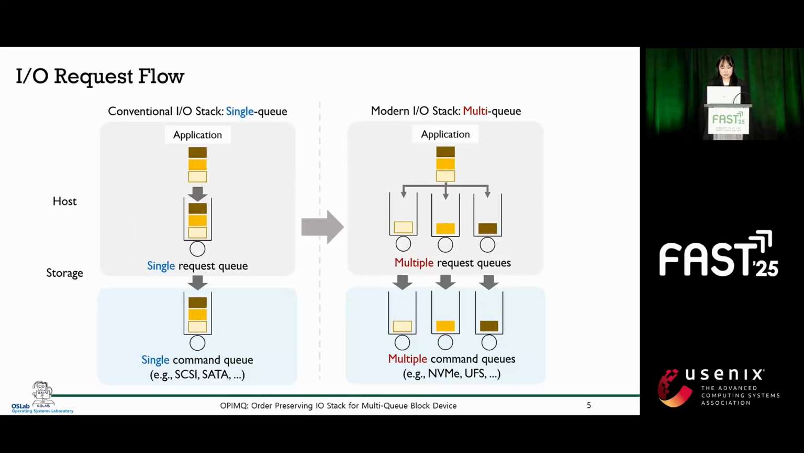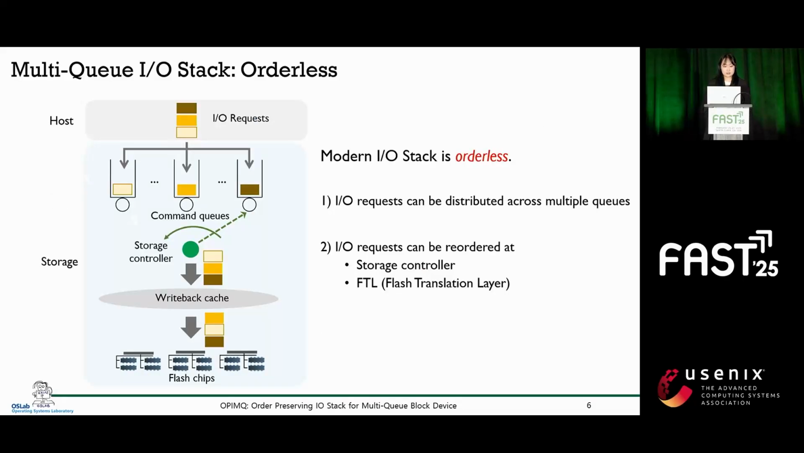When an application issues a write, the request travels through the request queue in the host side before reaching the storage device. In a single queue system, all requests are processed sequentially, naturally preserving order. But in multi-queue systems, requests are distributed across multiple request queues. Each request queue then dispatches its requests to each corresponding command queue. The distributed I/O at the command queues can be reordered by the storage controller or FTL. As a result, the modern I/O stack is inherently orderless, as requests may be completed in a different sequence than they were issued.